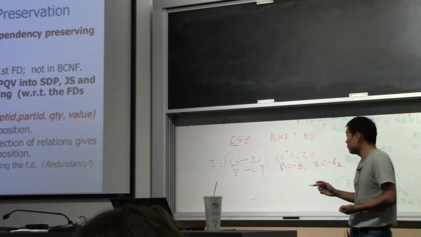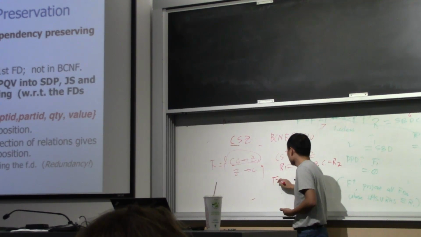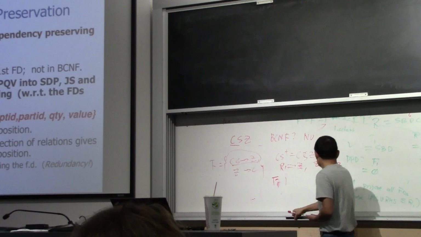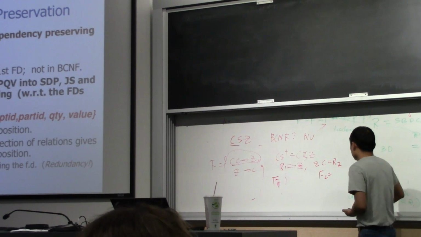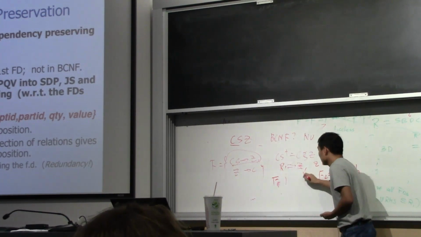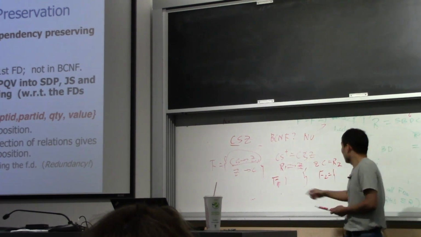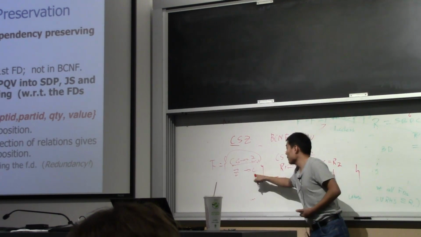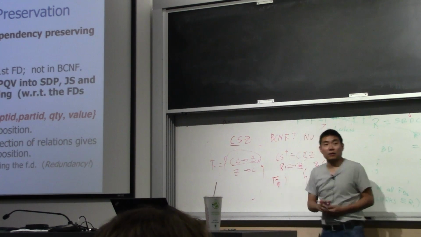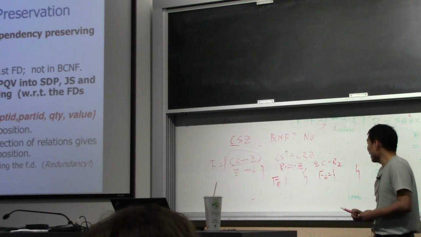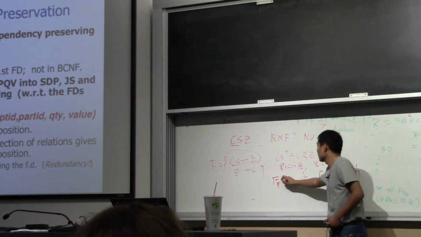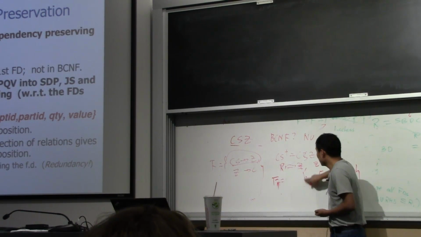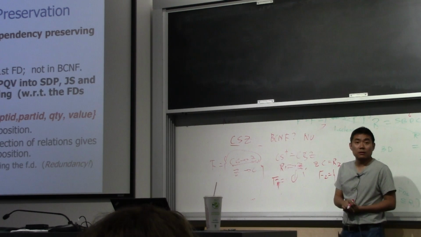But is this dependency preserving though? What's F1 and what's F2? Hey, Feifei, sorry, what's R1? S and D? Oh, S and... Because we use R minus Y, and Y is C in this case, you get S and D. What is F1? What's the projection into this? In this case, it is simply an empty set.